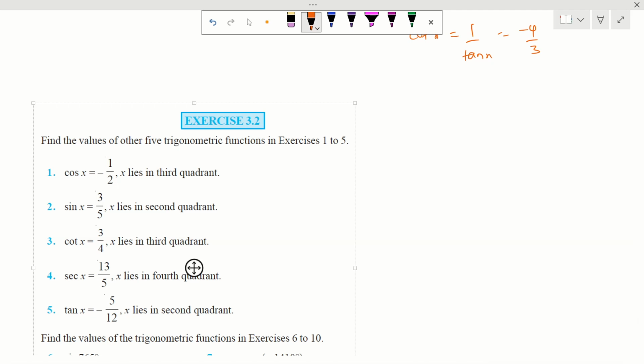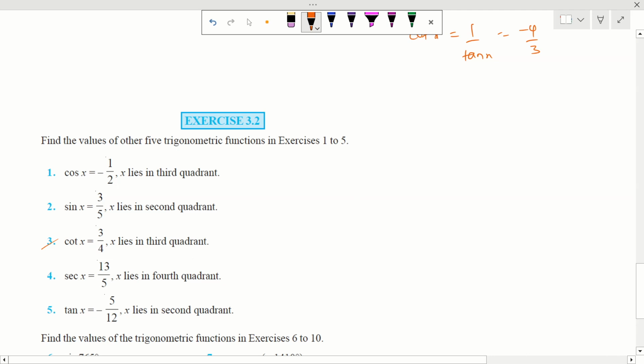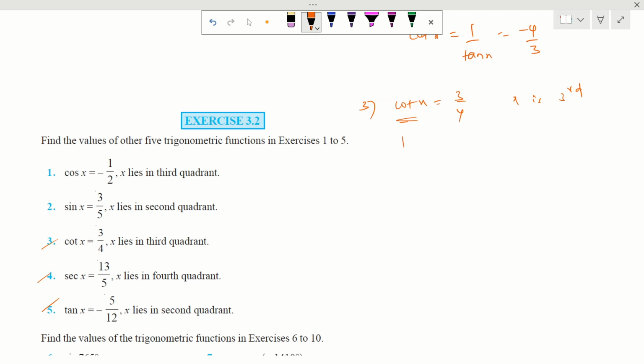Now we can see the third one. Here cot x is given as 3 by 4, and x is in the third quadrant. So cot x we know, and the reciprocal of cot x is tan x. Then we can write tan x value is 4 by 3.